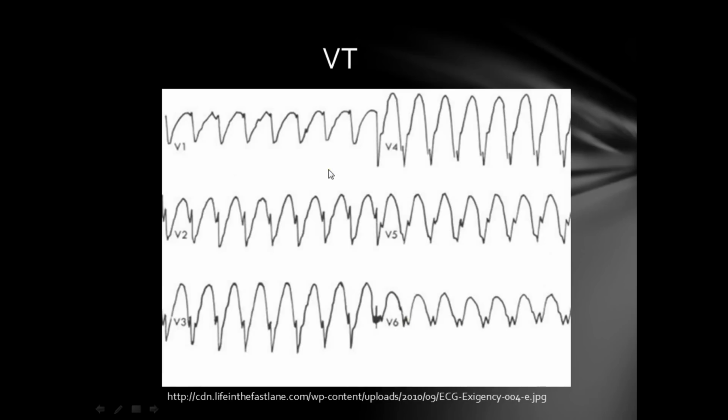And here we can see a negative concordance throughout the chest leads from V1 to V6. You can see there are no R waves, so there's no positive concordance throughout the chest leads. This also indicates a ventricular tachycardia rather than SVT with aberrancy.